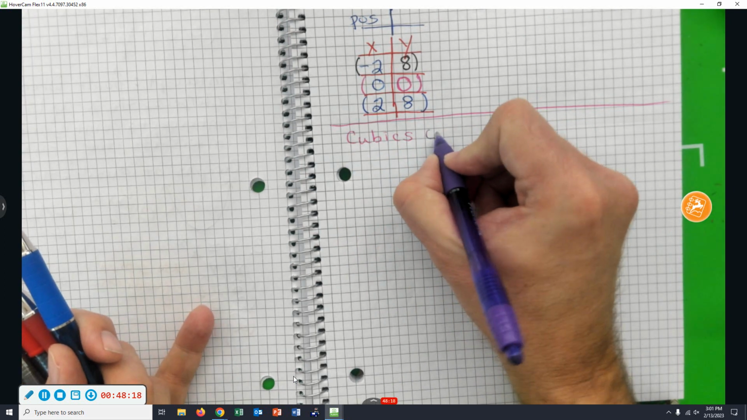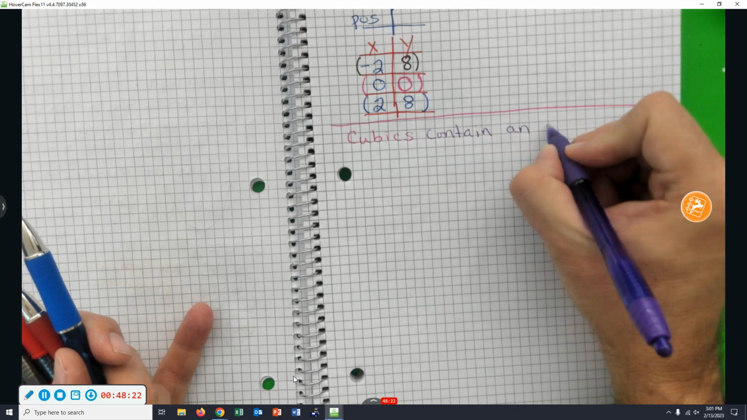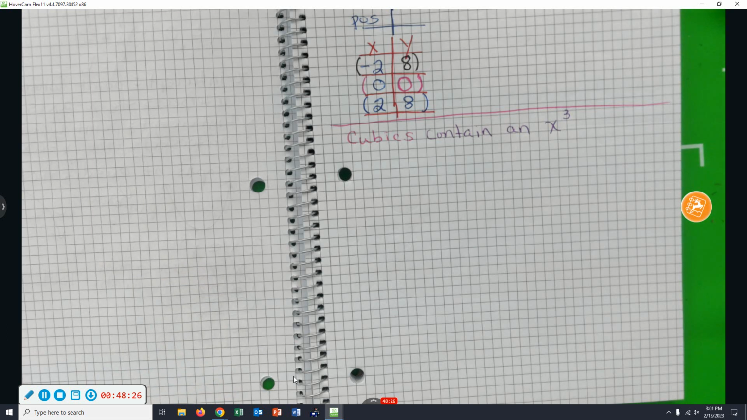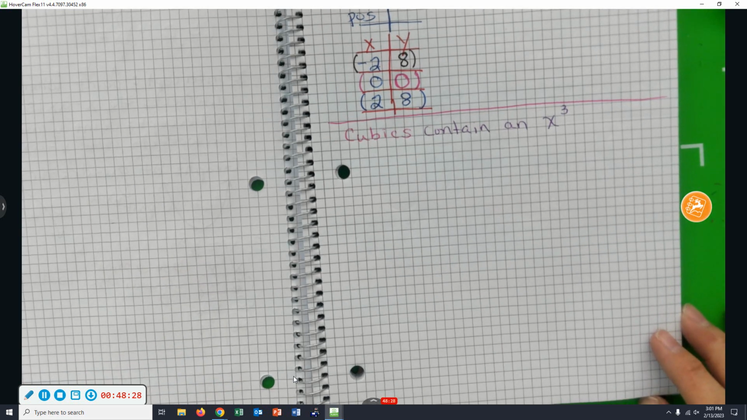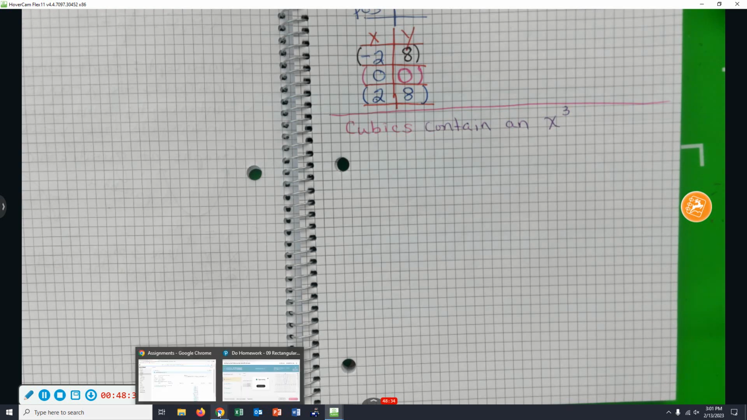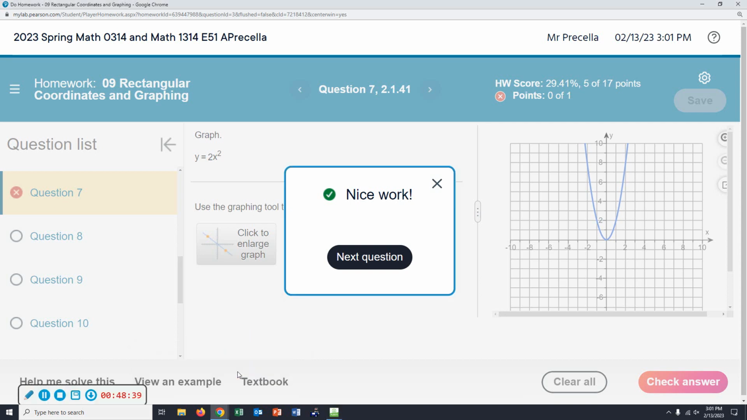Cubics contain an x cubed. Okay? Cubics contain an x cubed. And the shape of a cubic equation, there's not a formal name for it. Generally, students will refer to it as a squiggly.